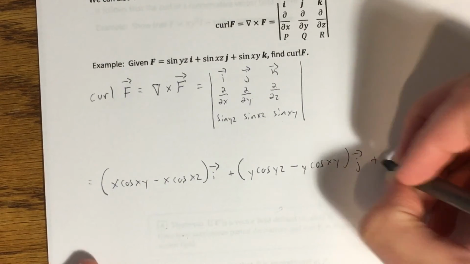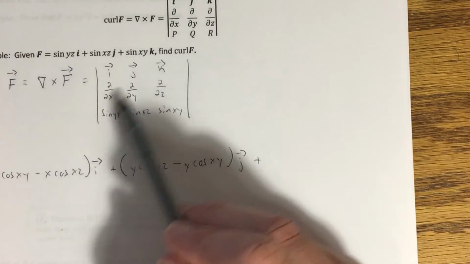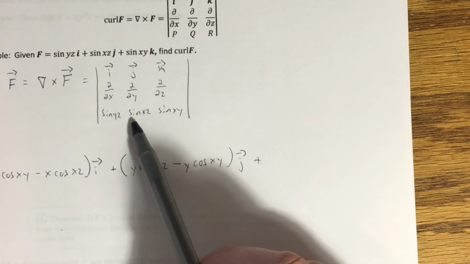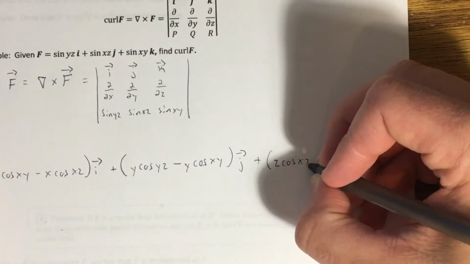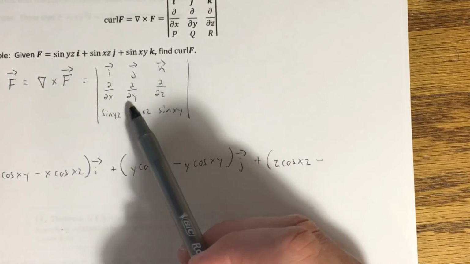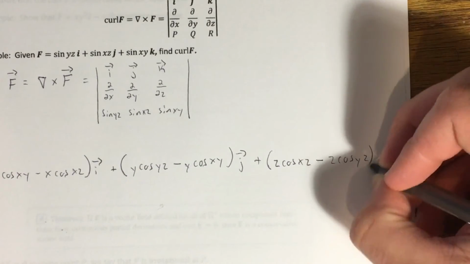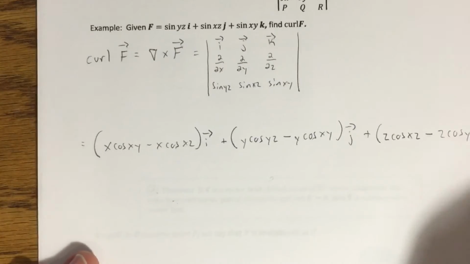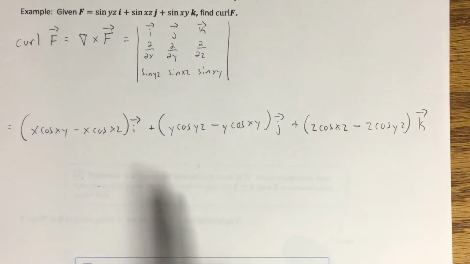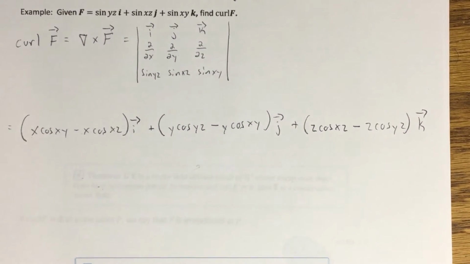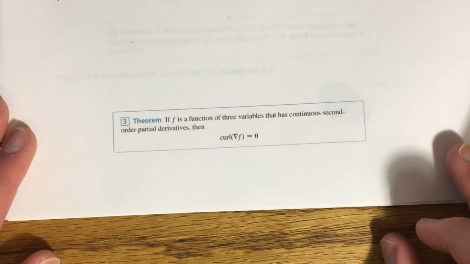There's my j component. Now for my k component, I use this cofactor right here. So it's going to be the partial with respect to x of this function. That's going to look like z cosine of xz, minus this partial right here, which is z cosine of yz. And that's it. That's my curl. Notice it's a vector field. It's got an i, j, k component, and it's got these component functions here.